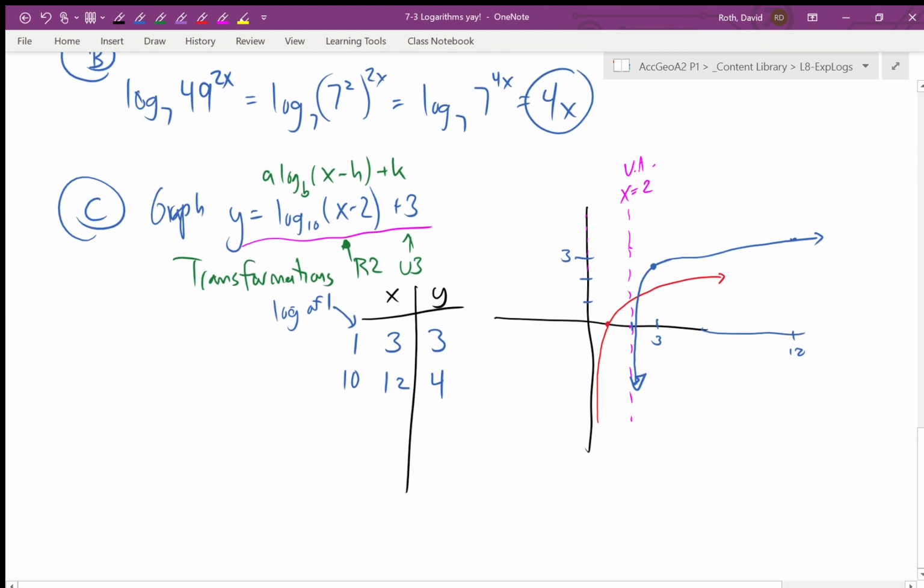So lo and behold, that which seemed like an impossible graph to make, where I'd have to get my calculator out or Desmos, you don't. You just have to think a little bit like we always have.